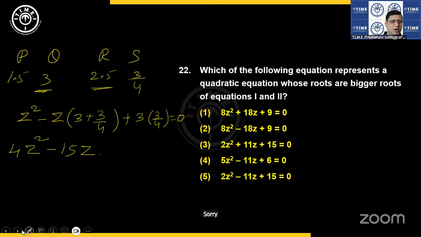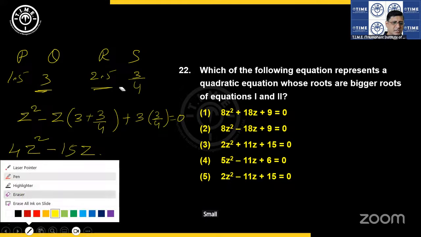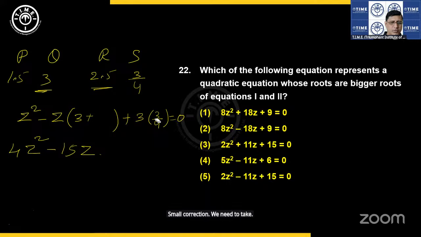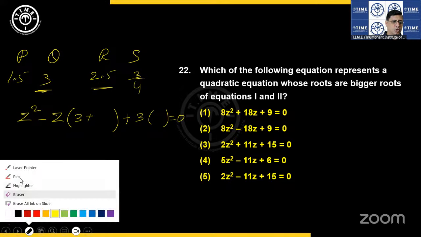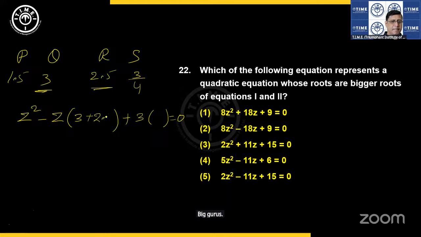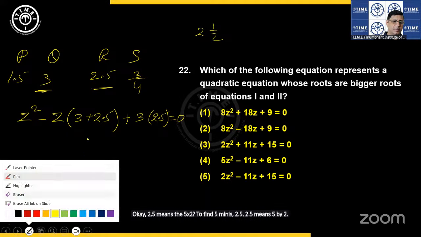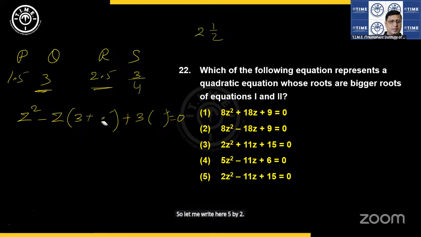Sorry, it's not 3 by 4, it's 2.5. Sorry, a small correction here. We need to take 3 and 2.5, not this value. Bigger roots. 2.5 means it is 5 by 2. 2.5 means 5 by 2. So let me write here 5 by 2.